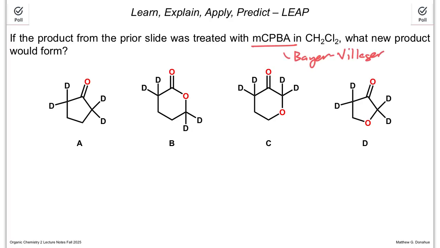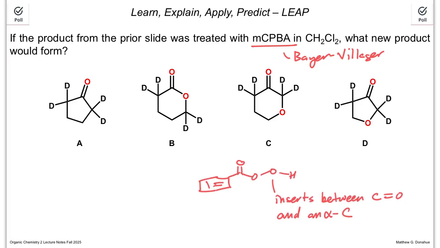So it's going to do a Baeyer-Villiger reaction where the oxygen of the MCPBA is going to insert between a carbonyl carbon and an alpha carbon. So we go from a ketone to an ester. In this case, since it's cyclic, the ring's going to expand. We go from a 5 to a 6.